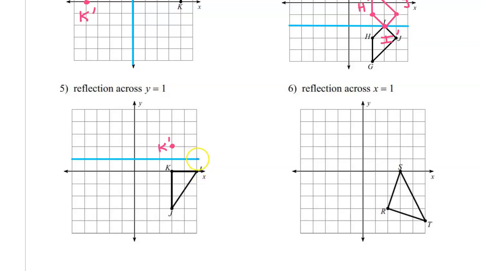The point L is 1 unit below, so L prime will be 1 unit above. And then point J is 4 units below the reflection line. So we will count 4 units above the reflection line, and that will be J prime.